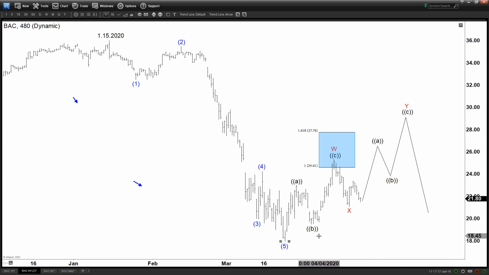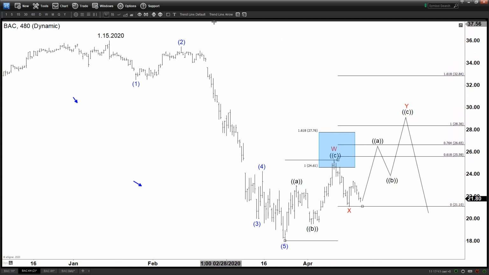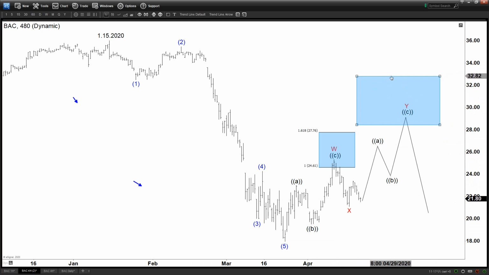So in that case, if this is rallying again, you can expect it to find sellers at this next 100% extension, and then from here BAC can resume lower again, or at least pull back in three waves from here. Okay, so that's the idea here in the BAC.